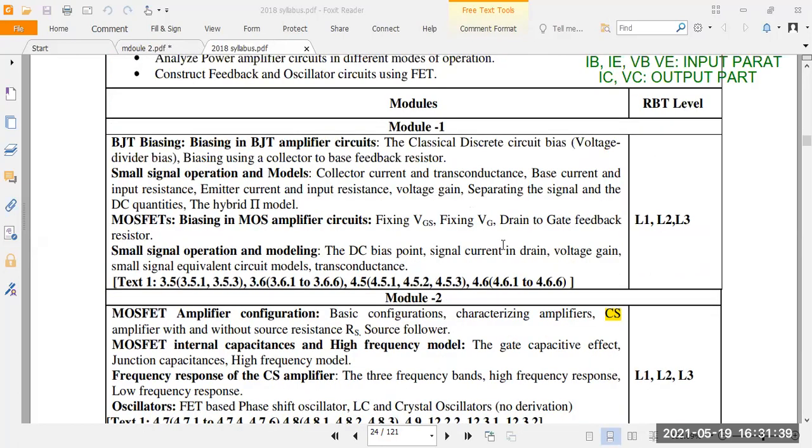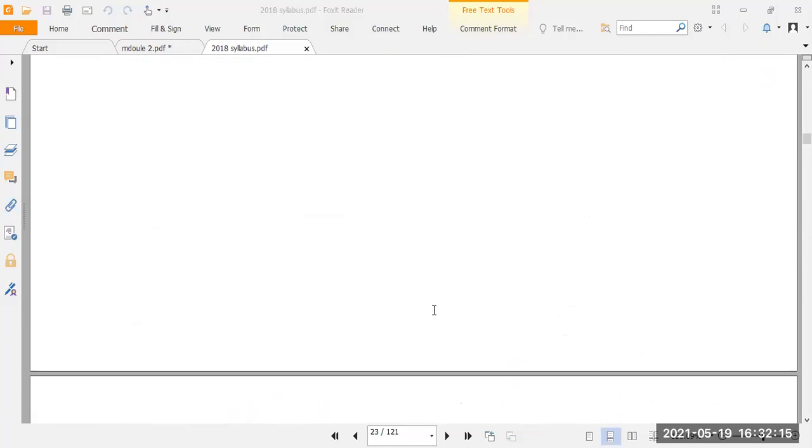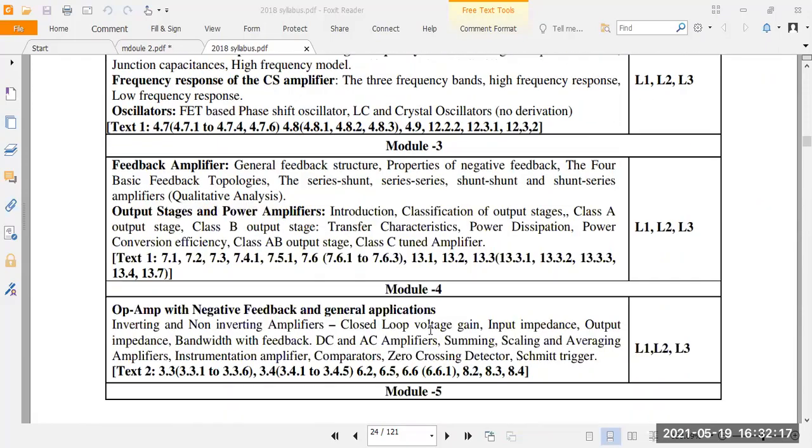All of you go through module number 2. First, you prepare for module number 1, because your first IA syllabus is complete module number 1, then half of the second module. Start from the beginning: BJT biasing, small signal operation and models, MOSFET biasing, and MOS amplifier circuits, then small signal operation and modeling. After that, start with module number 2: input capacitance, high frequency model, frequency response for the common source amplifier, then oscillators. Any doubts, you can ask me now.